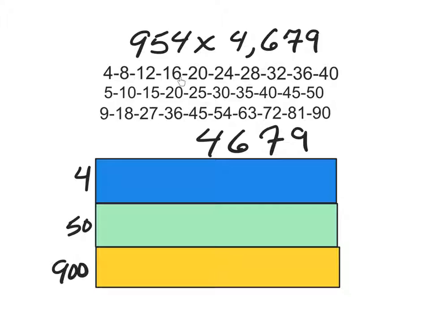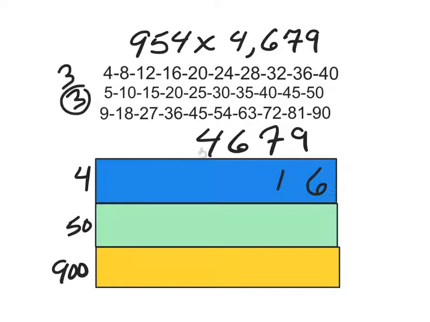1, 2, 3, 4, 5, 6, 7, 8, and 9 gives me 36. I'm going to drop the 6, carry the 3, and move along. And here we go. 4 times 7. 1, 2, 3, 4, 5, 6, and 7 gives you 28. Plus this 3 here is going to give you 31. I'm going to drop the 1, carry the 3, and move along.